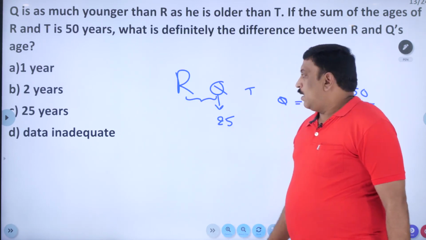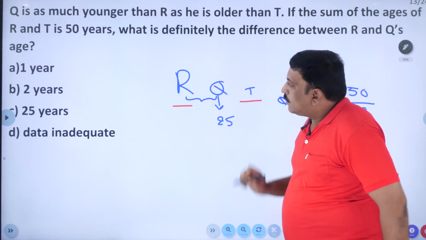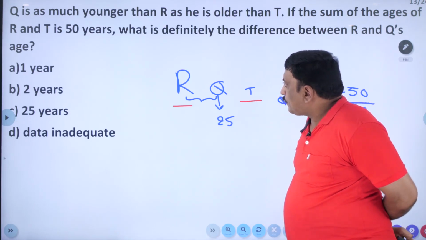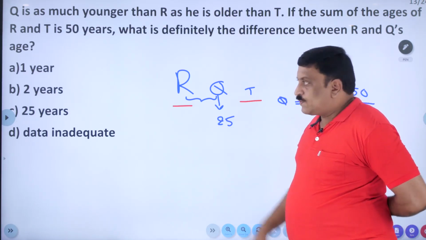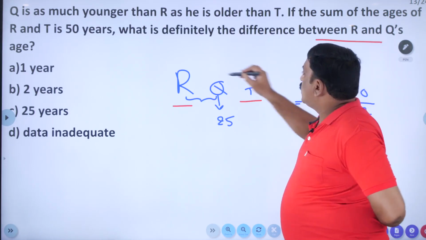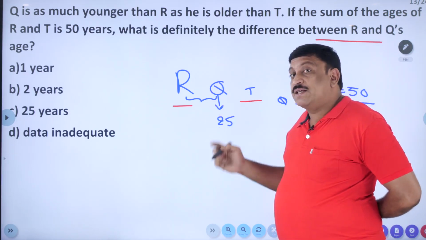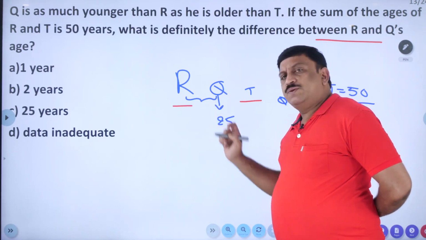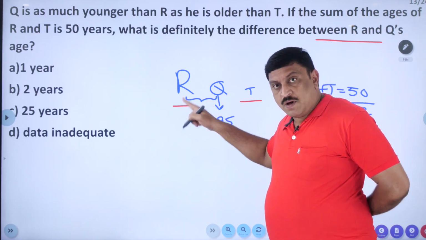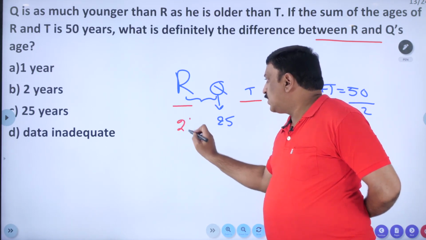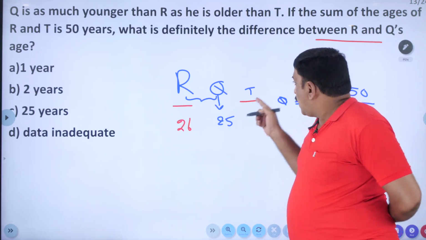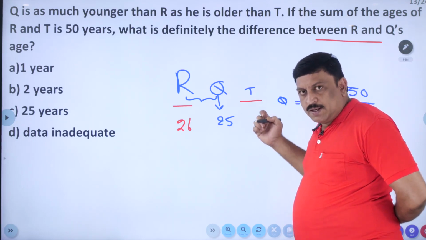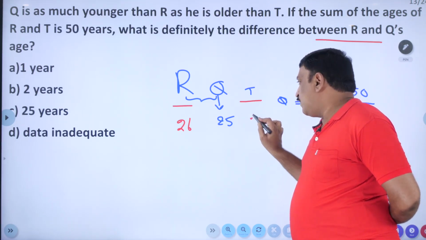Okay. Now we try this one. 1 year. If the difference is 1 year, what this is, the difference between R and Q is 1 year. If that is the case, we will go with options. Okay, let us see. Difference is 1 year. Definitely he will be elder, no? R is elder, no? That is, he is 26. Fine. And T is how much? T is shorter, is it not? Oh, sorry. He is younger. So it is 24.